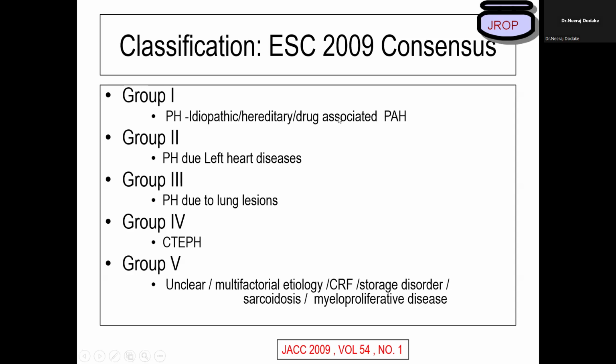Apart from these, there are group 1 and group 5. If you have idiopathic, hereditary, or drug-associated pulmonary artery hypertension, that belongs to group 1. And group 5 is where again the cause is unclear, with multifactorial etiology, and especially the deposition diseases like CRF, storage disorders, sarcoidosis, myeloproliferative disorders, amyloidosis. They all belong to group 5 pulmonary artery hypertension.